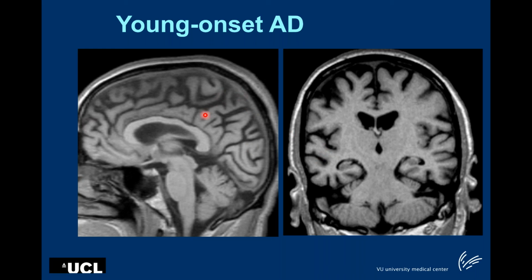So the younger the patients are, the more they tend to have what is called posterior cortical atrophy, and the more they also tend to have not so much memory problems, but visual spatial problems.